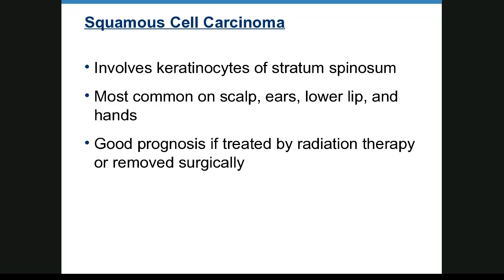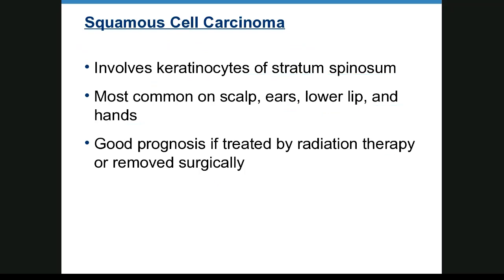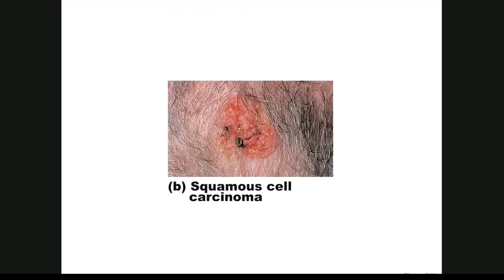Squamous cell carcinoma, again, keratinocytes of the stratum spinosum. Scalp, ears, lower lip, hands. Prognosis is very good if you remove them surgically quickly. You may also have to use radiation or chemo, and you can actually treat them before they become cancerous. They have precancerous cells, which are very obvious, or early cancer cells, which can be just treated with a topical chemotherapy. This one's going to have to be cut out.